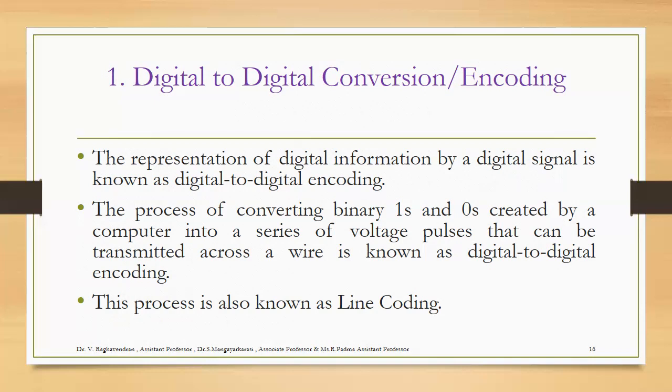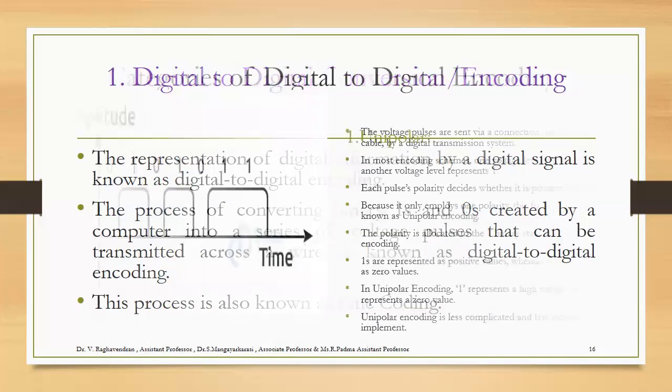The process of converting binary ones and zeros created by a computer into a series of voltage pulses, so that it can be transmitted across a wire, is known as digital to digital encoding. First, our binary bit pattern, that means zeros and ones created by the computer, should be converted into voltage levels. Only the voltage levels are transmitted across a wire. This process is called digital encoding. This process is also known as line encoding.